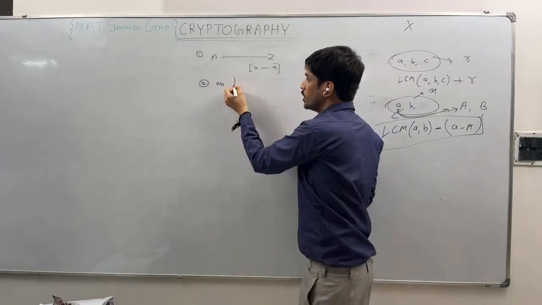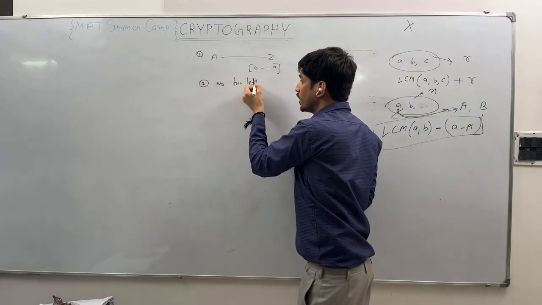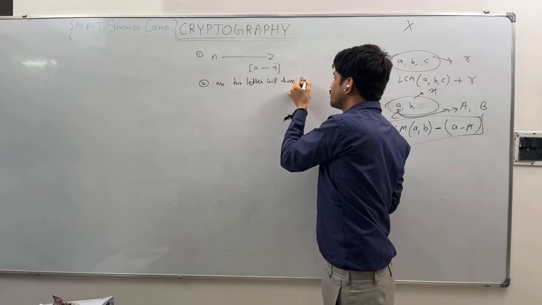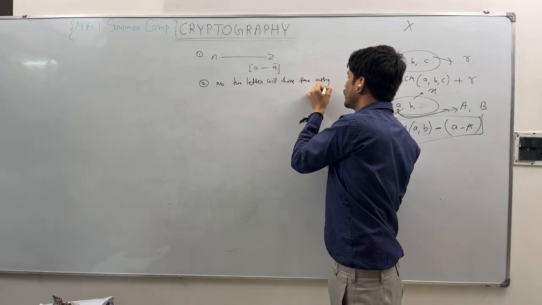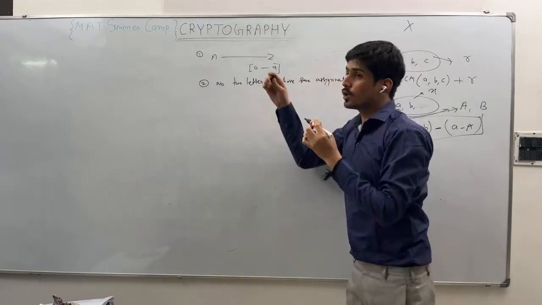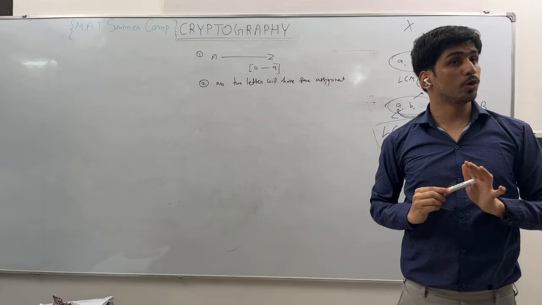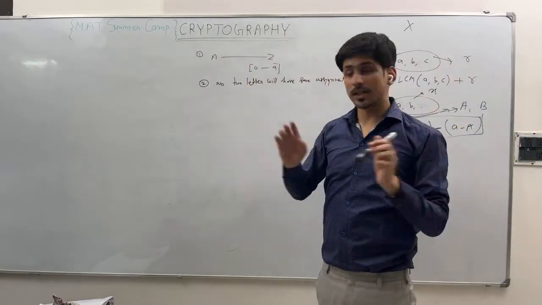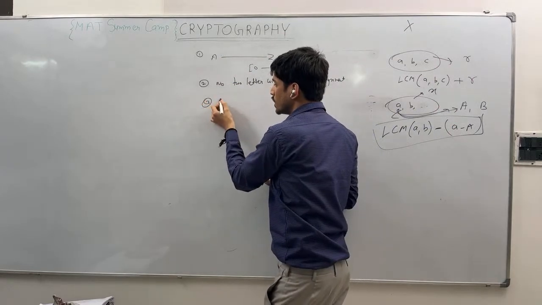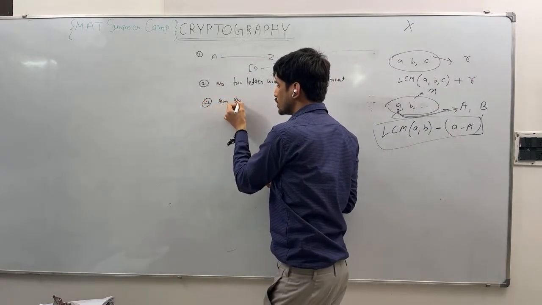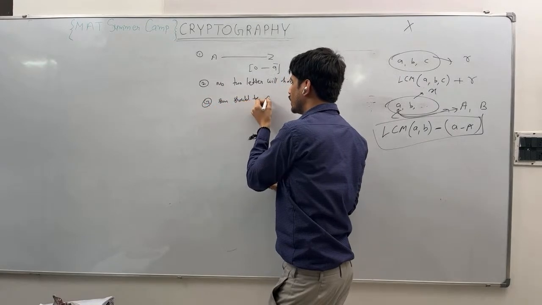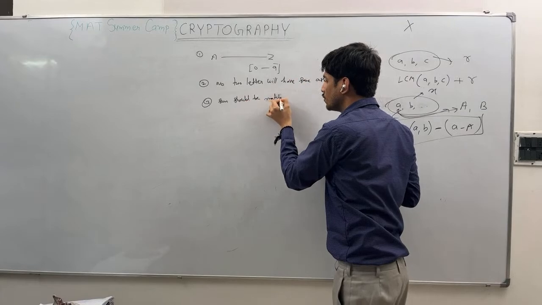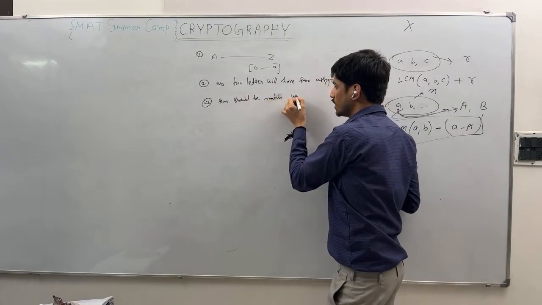Next step is no two letters will have the same assignment. Are you getting my point? It means, let's say I'm assigning A equal to 0. Now the remaining letters cannot have 0. Is it clear? The third step is the sum should match the given data. Whatever sum we are getting, it should match the given data.